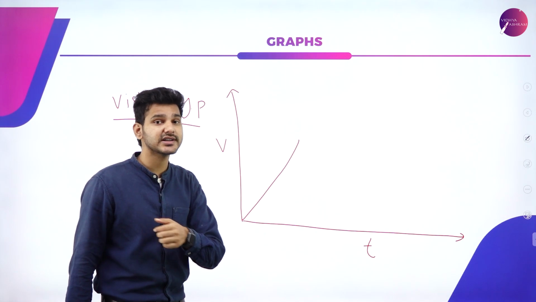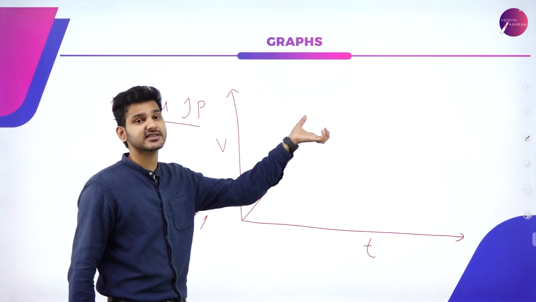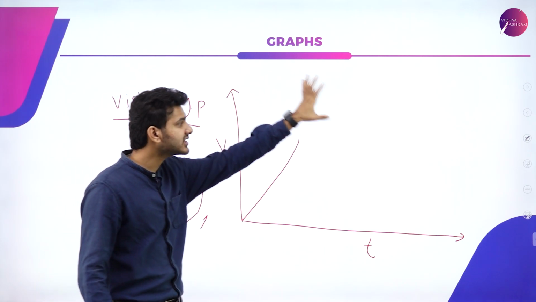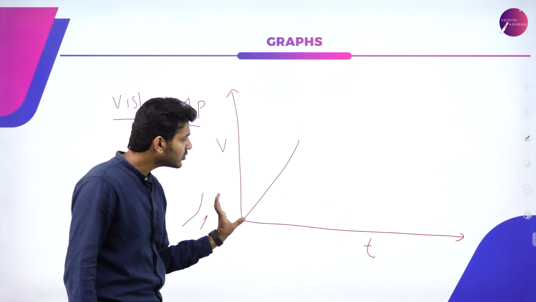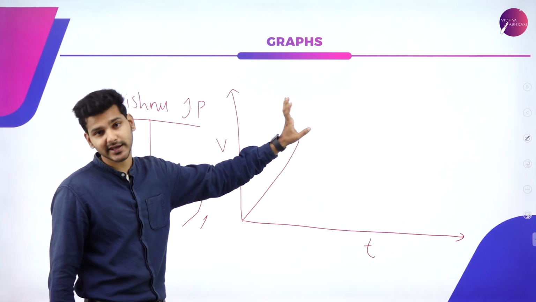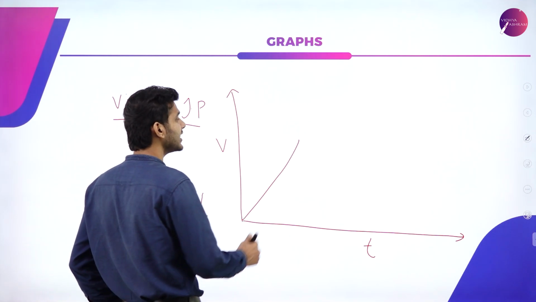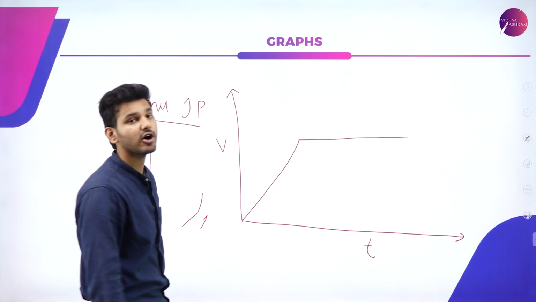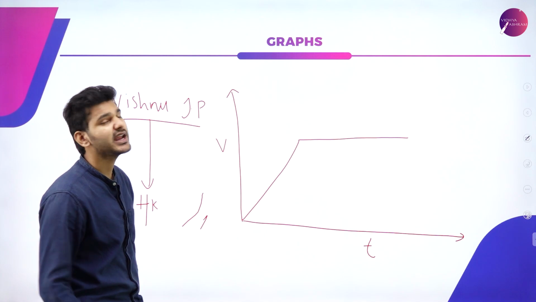And one thing to be noted is that it is in the positive x direction. So it is in the positive xy plane. He's uniformly increasing his velocity, which means it is a positive value. And after some time, he hit the highway and he maintained a speed of, let's say, 80 kilometers per hour.